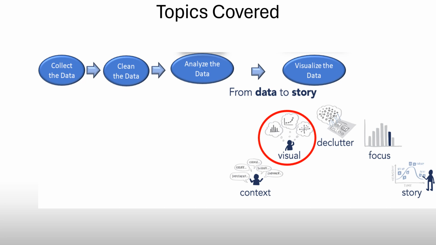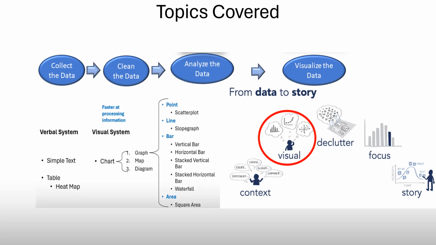In summary, we have covered the verbal system and the visual system. Within the verbal system, we have simple text, which is just the display of a single number. We also have tables and a particular table, the heat map, which is just a color saturated table.